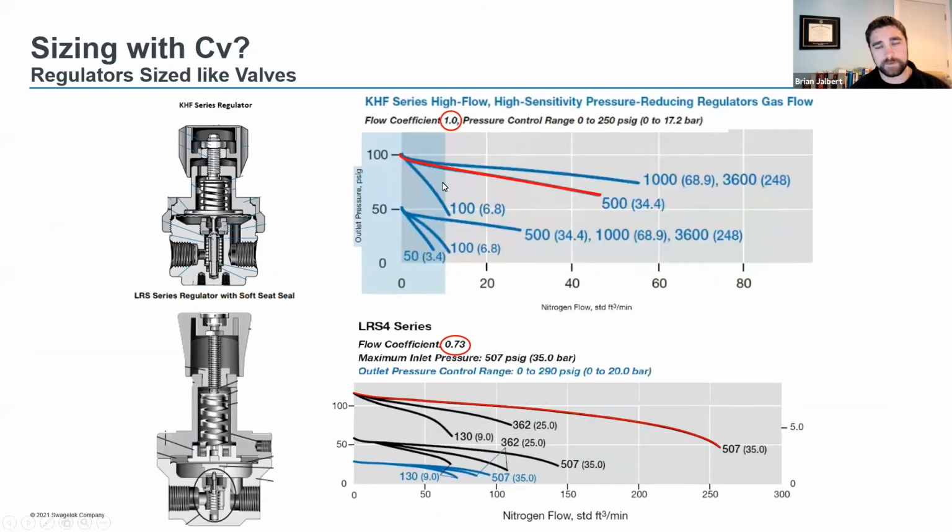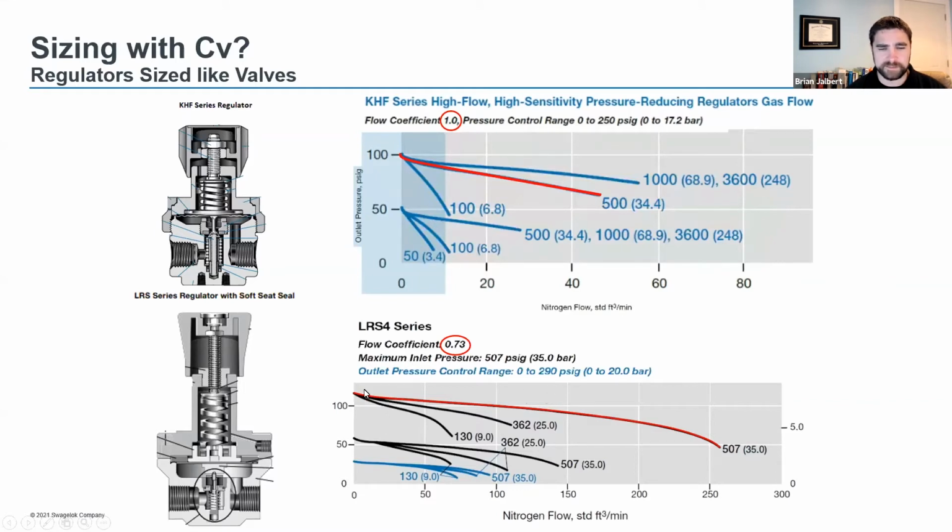So we're going to look at pretty much the same example here, except we're going to look at an LRSN4 series regulator, which in theory, if you're stuck on that CV mentality, is going to provide less flow and less performance than the KHF because the CV rate is 0.73. However, because of the design of this regulator, it's got a longer spring, elastomeric diaphragms that can travel farther, and just a soft seated design that doesn't have as much lockup.